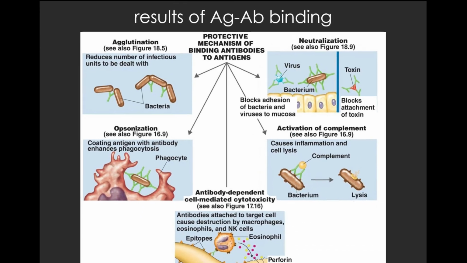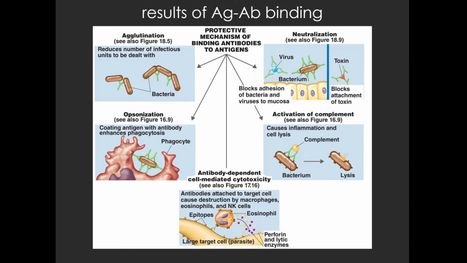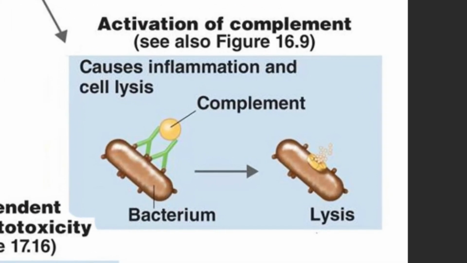Activation of complement, which is right below neutralization, is a result that involves activation of one of the innate defenses of the body, complement. Now, you'll remember from chapter 16 that complement activation can occur one of 3 ways: the lectin pathway, the alternate pathway, or the classical pathway. But each of those results in one of 3 situations occurring. And the one that we're seeing right here is cytolysis, or cell lysis, due to complement activation.